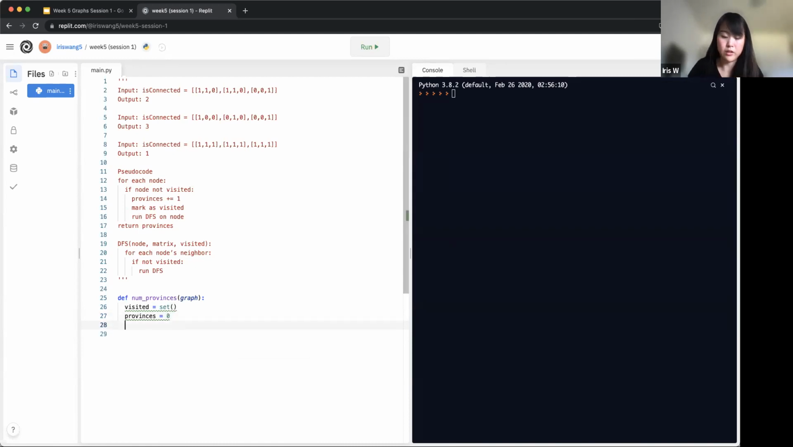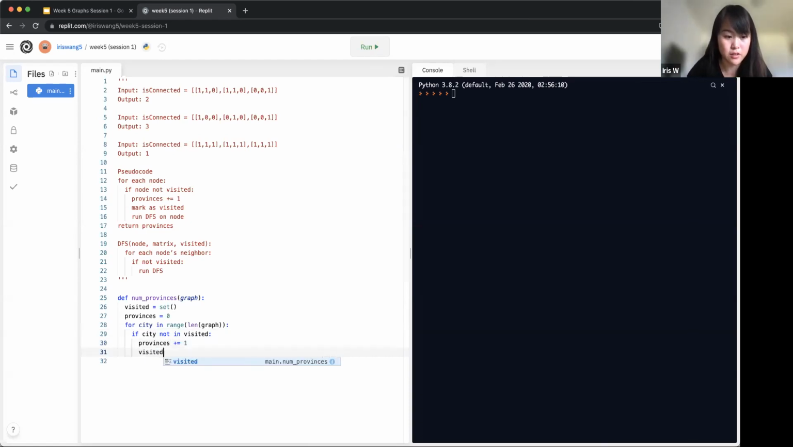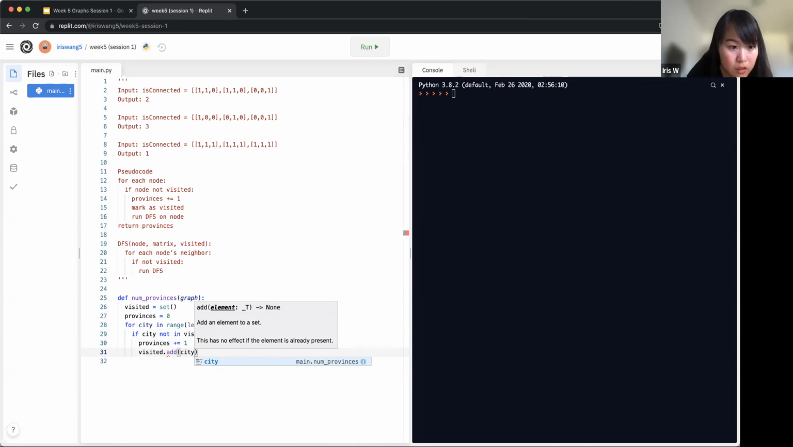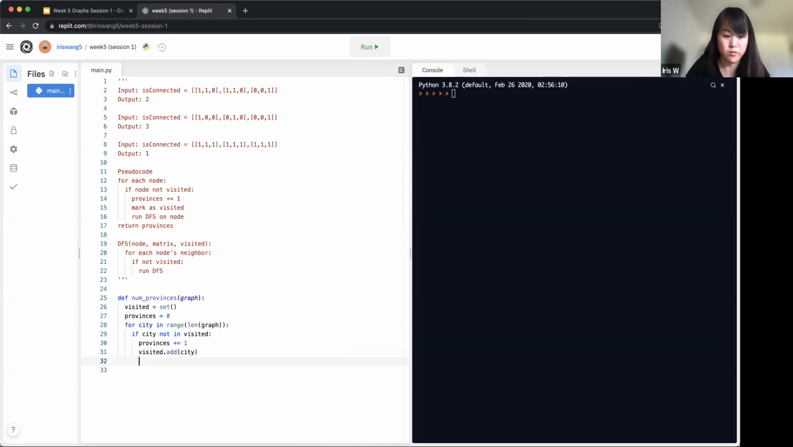And basically what I want to do is for each city in the range of the length of the graph, check to see if I visited the city or not. So if the city is not in visited, writing pseudocode, then I can go ahead and increment provinces by 1. And then I want to make sure that I add the city into the visited set. And then after that, I'll want to run DFS.